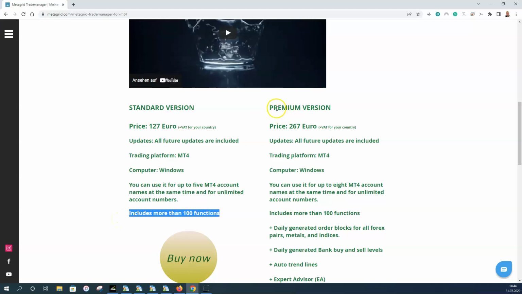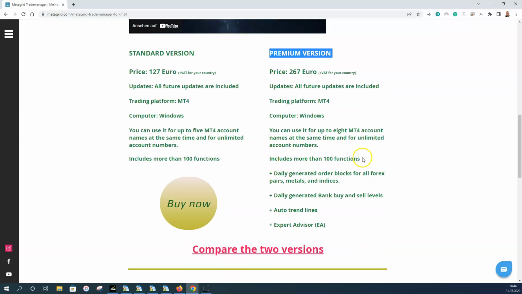If you decide for the premium version, you have also these 100 functions, but you also get the daily generated order blocks for all forex pairs, metals and indices. So you can see the order blocks or the prediction for the order blocks for every day. In the premium version you get also the daily generated bank buy and sell prediction levels. You get auto trend lines and you have the EA built in the premium version.